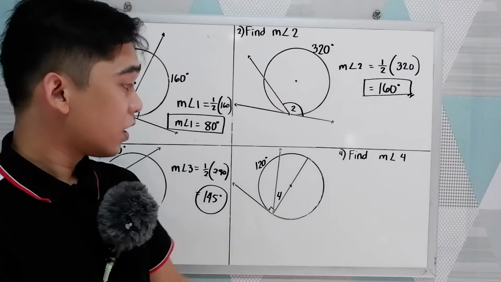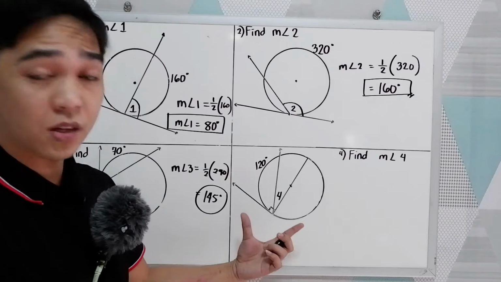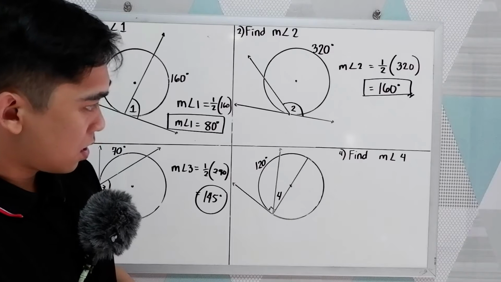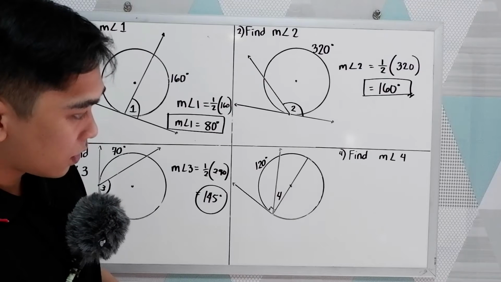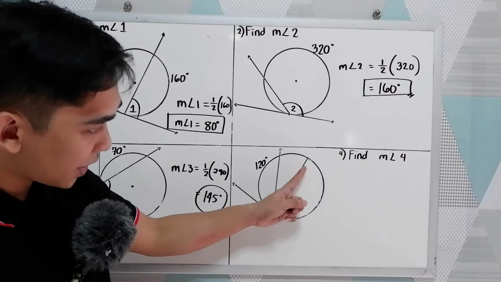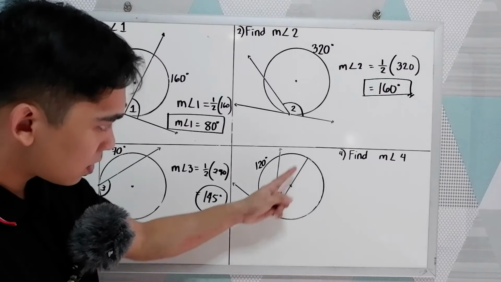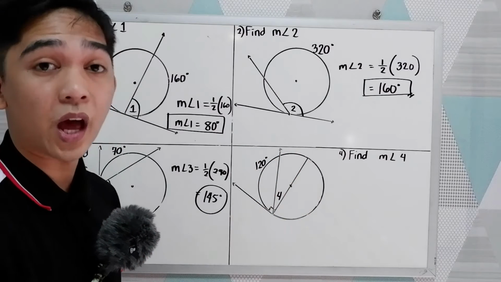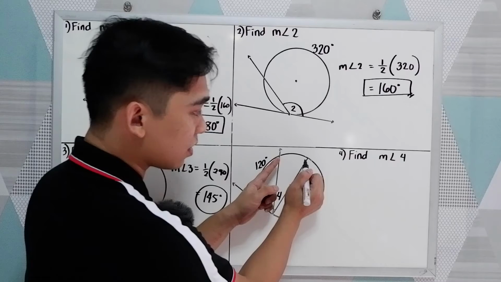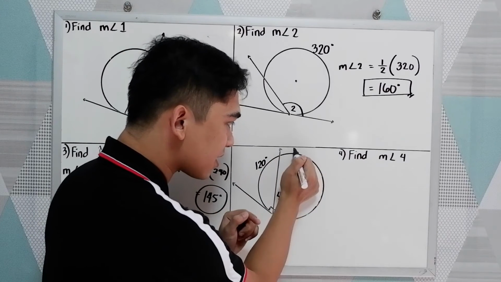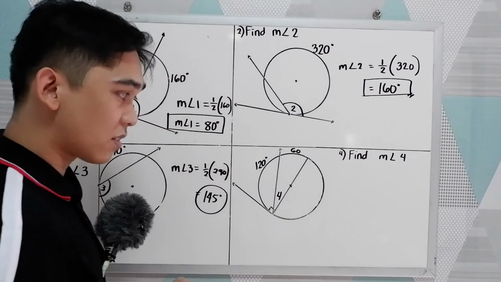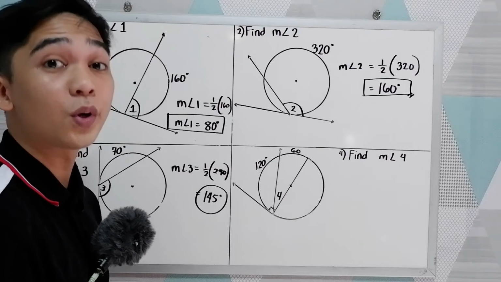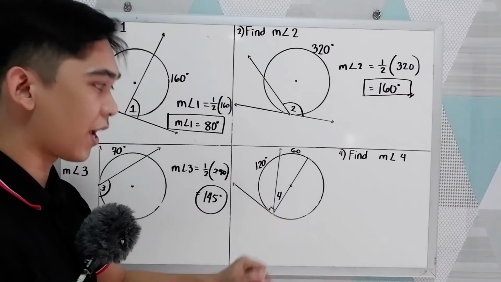Next, measure angle 4. If you want to try number 4, pause the video, then after answering, resume watching. Let's check number 4. We have a diameter here. That means this is a semicircle. A semicircle is equal to 180. So the measure of this arc is 60. Why 60? Because 120 plus 60 is equal to 180. That will give us a semicircle.